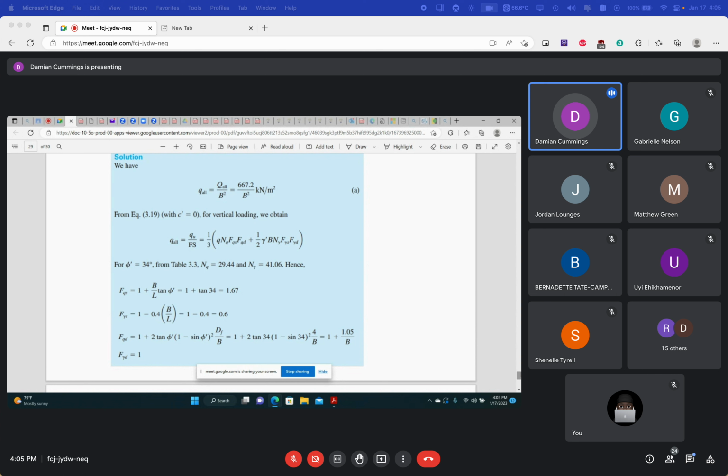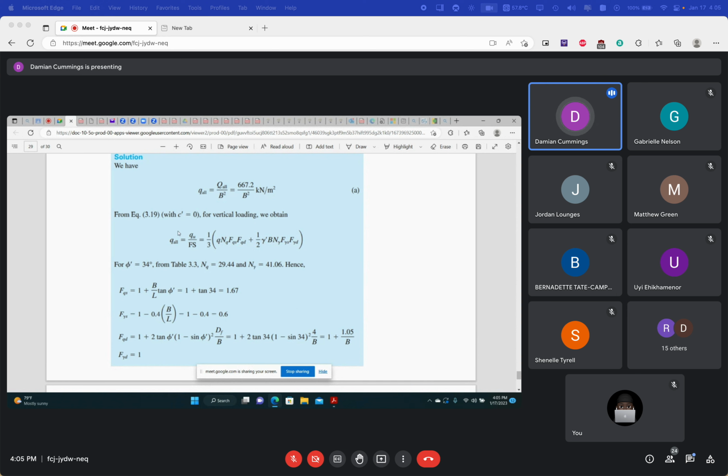So QS is equal to 1/3 times our effective stress times Nq times Fqs times Fqd, plus half gamma prime B N gamma times F gamma s times F gamma d.